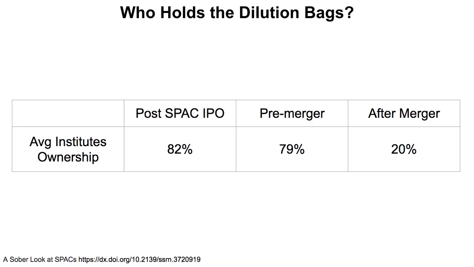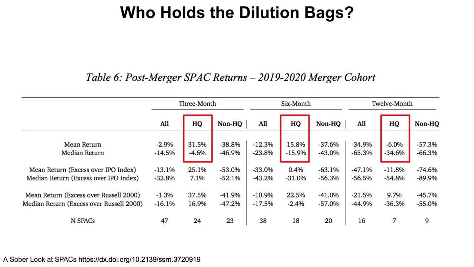And before the merger, 79% of the common stock ownership of a SPAC is owned by institutes. However, they calculated that 75% of the institutes will dump their shares right before the merger. So after the merger, I calculate that based on their numbers, probably only 20% of the SPAC common shares are owned by institutes. So pretty much institutes actually own a lot of stocks, and they pretty much dump it right before the merger.